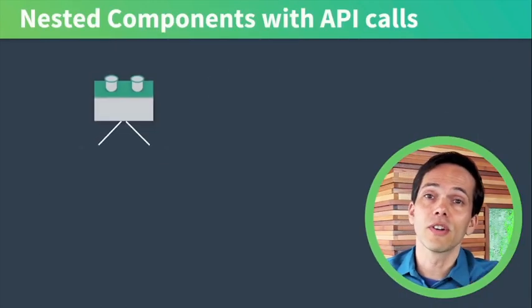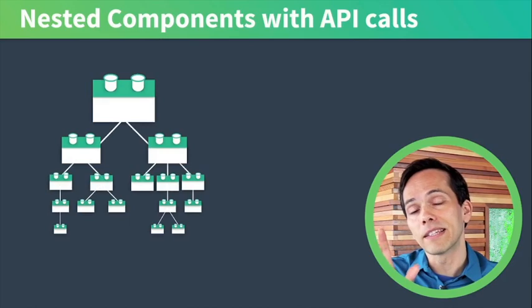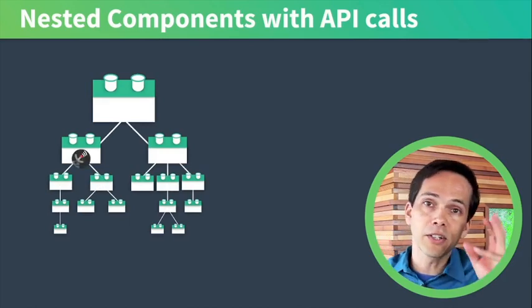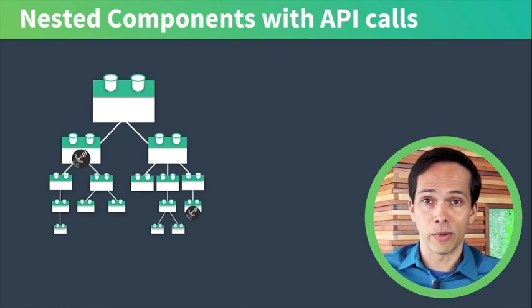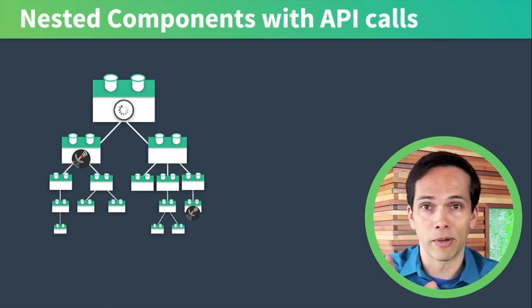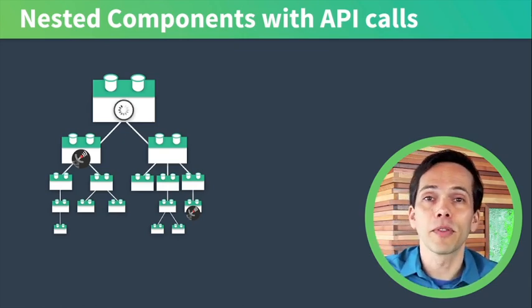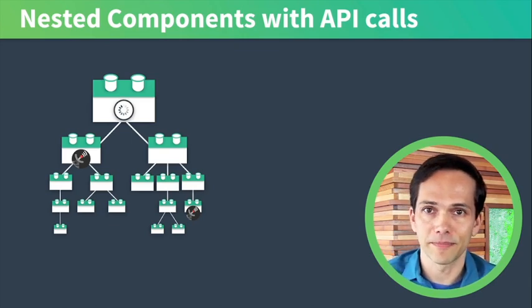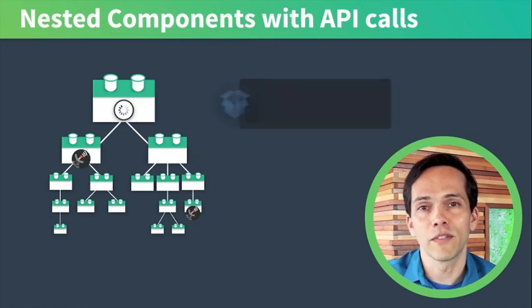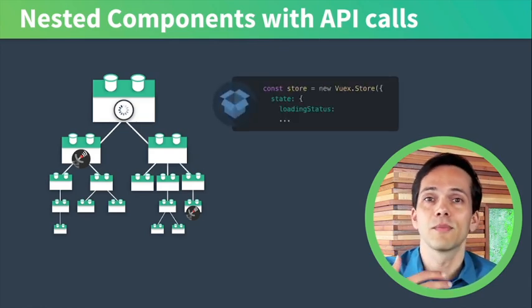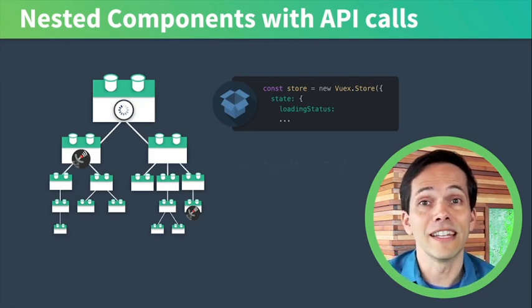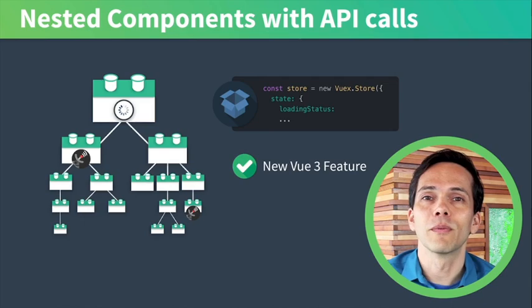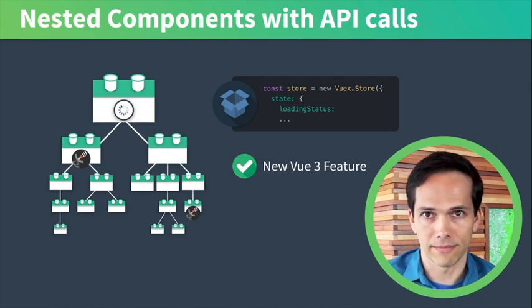As our application grows, it's not uncommon to have one component that makes an API call and then another component somewhere else that makes an API call. And we might want to have a loading component up here at this parent component and not display the component until both API calls have been returned. Here at Vue Mastery, we've shown how to solve this problem using Vuex because we can have a global state with loading status. However, in Vue 3, there's a new feature which provides an even better solution.